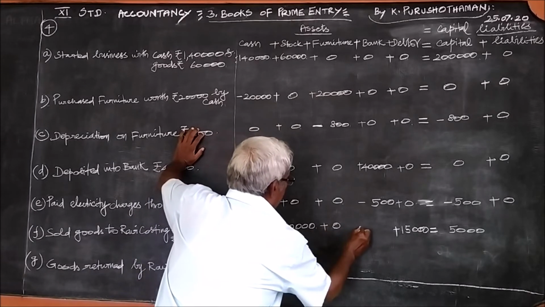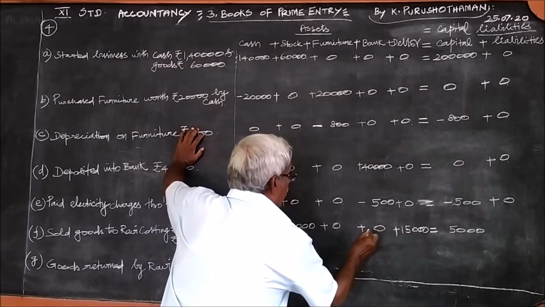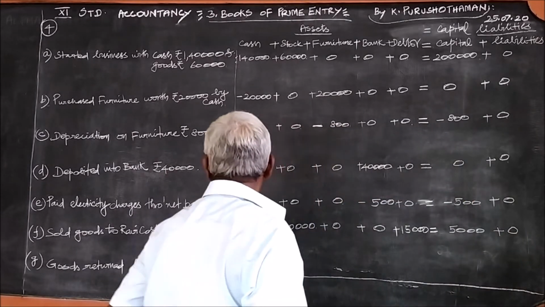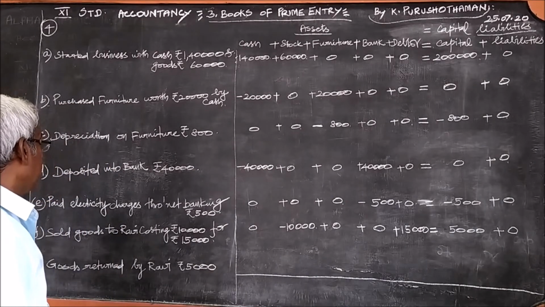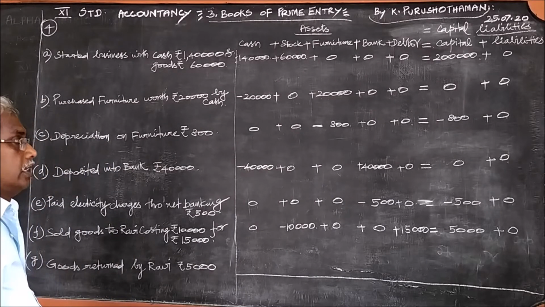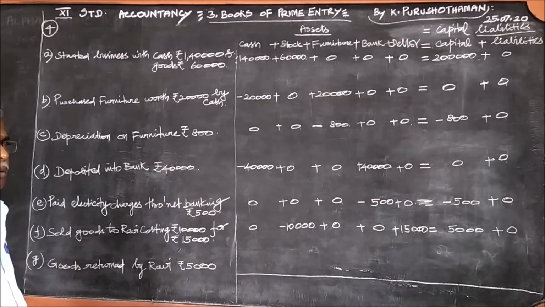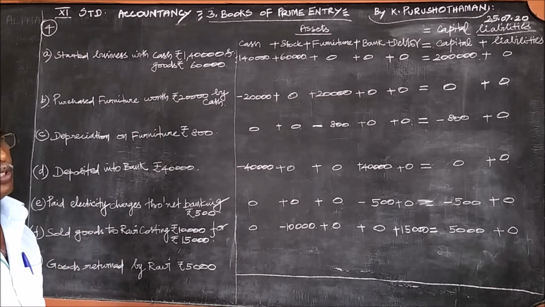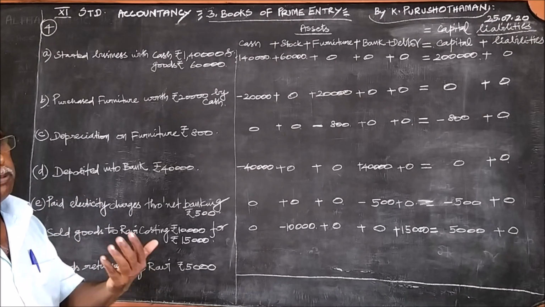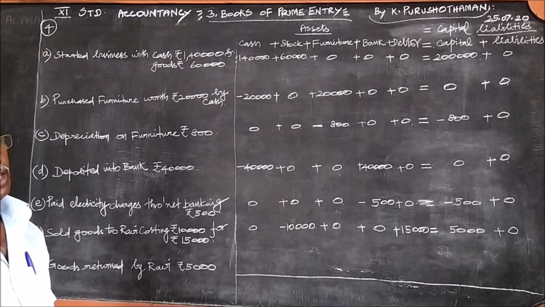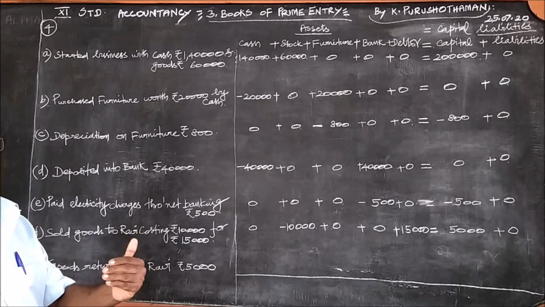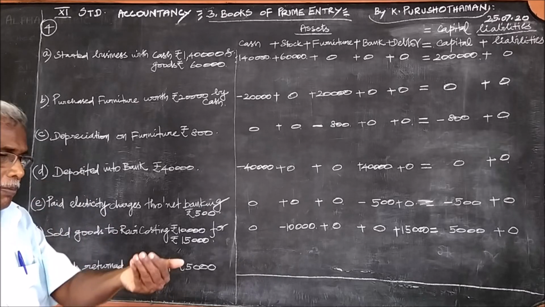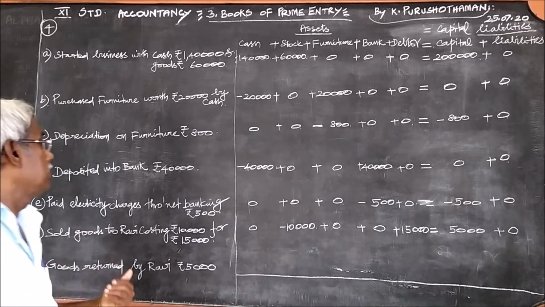Put 0 for all the other items. Then goods returned by Ravi, rupees 5,000. When someone to whom we have sold the goods returns the goods, we are receiving them. It is a plus for us. The business has already sold goods to Ravi. Now Ravi is returning the goods, so the business is receiving the goods, therefore it is a plus.